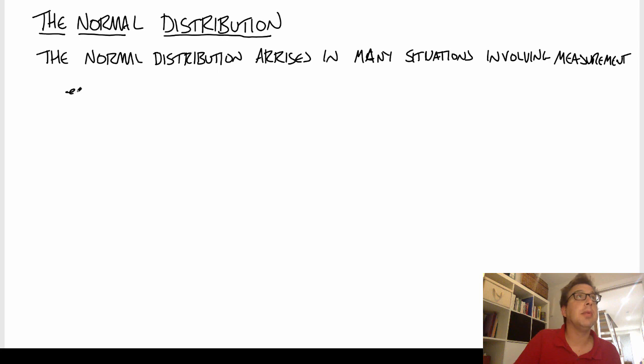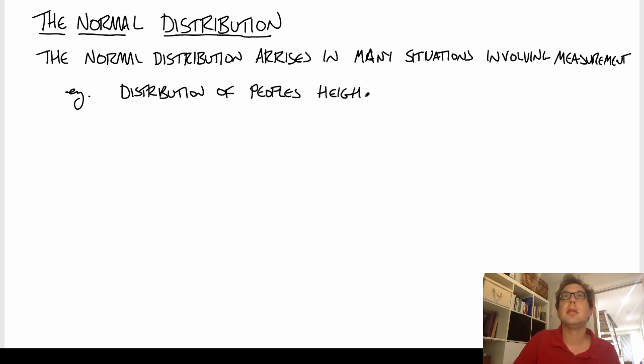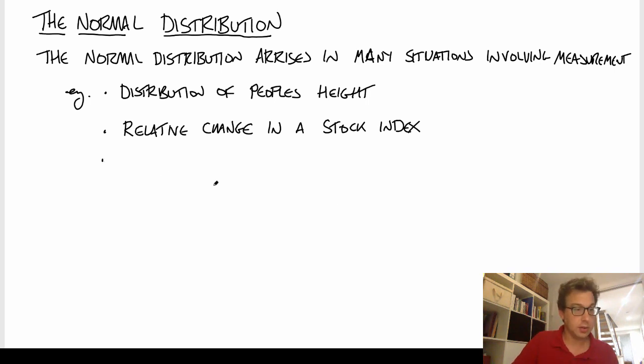Okay, examples include, we can model, for example, the distribution of people's height with the normal distribution. After, say, we account for differences such as male and female, once those are taken into account, then we generally find a pretty good model of people's heights given by this distribution. Also, the relative change, so not the absolute change, but the relative change, so from one day to the next, how much you multiply the price by in a stock index is often modelled by a normal distribution. Okay, measurement of many physical phenomena.